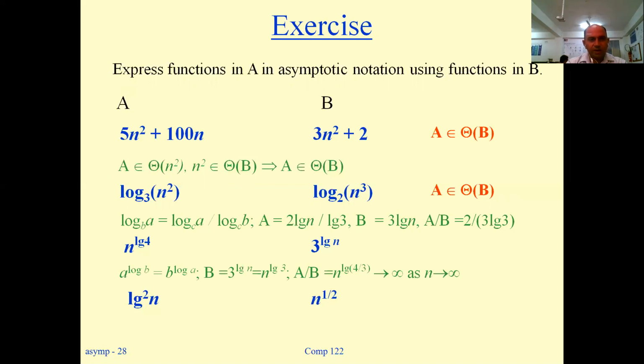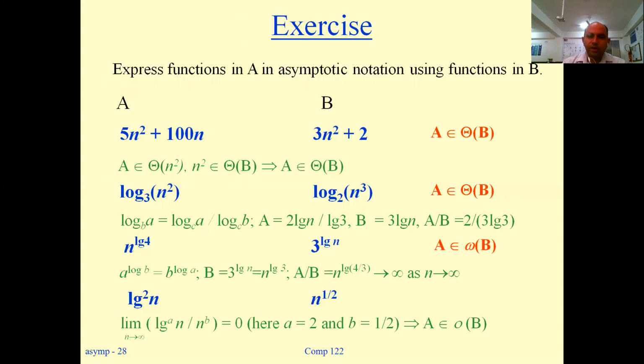Here we have a third example where we apply the formula a to the power log b is equal to b to the power log a. By this we calculate a upon b, which comes to infinity. So we can say it is following the little omega notation. In the last example, if we calculate the value of the limit, we can say it satisfies the property of little omega notation.